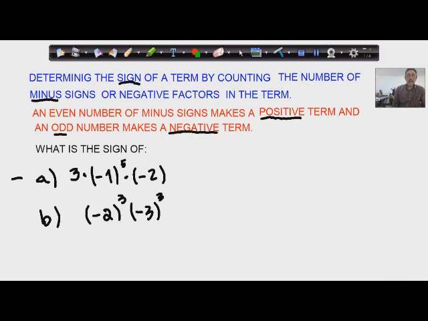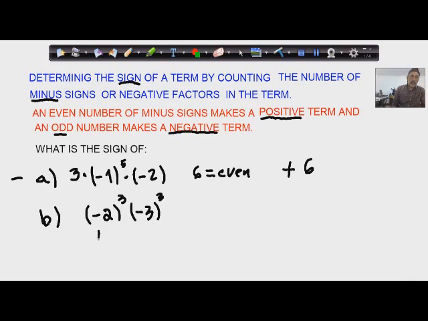Let's count the number of minus signs. Minus 1 raised to the 5th power makes 5 minus signs. Plus 1, that's 6, which is even. So this is a plus, a positive sign. We can compute it just by multiplying the numbers as if they were positive. 3 times 2 makes 6, so this is plus 6.